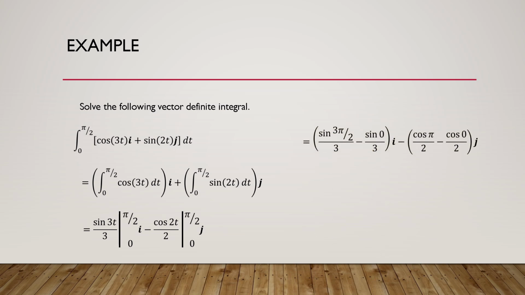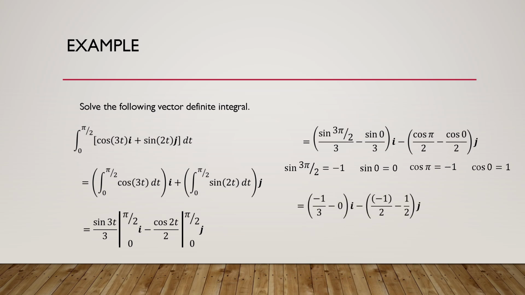This gives us the quantity of sine 3 pi over 2 all over 3 minus sine 0 over 3 times i minus the quantity of cosine pi over 2 minus cosine 0 over 2 times j. Sine 3 pi over 2 equals negative 1, sine 0 equals 0, cosine pi equals negative 1, and cosine 0 equals 1, leading to the quantity of negative 1 over 3 minus 0 times i minus the quantity of negative 1 over 2 minus 1 over 2 times j. This simplifies to negative 1 over 3 i plus j.